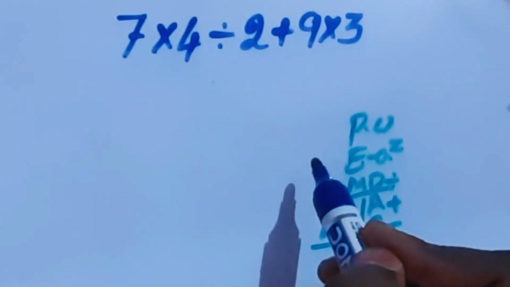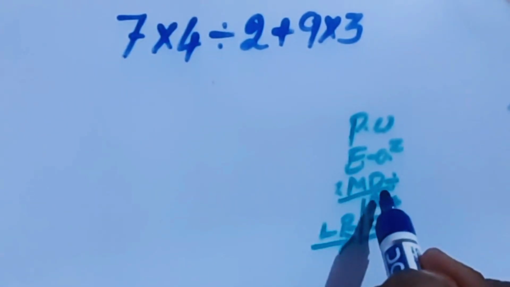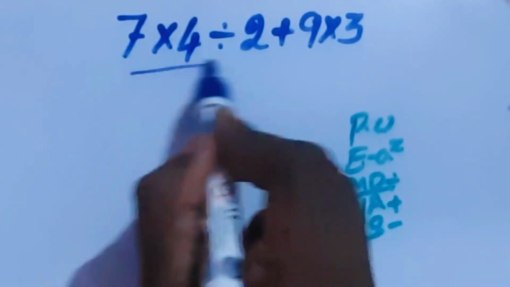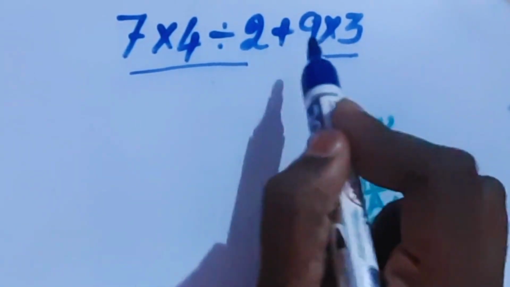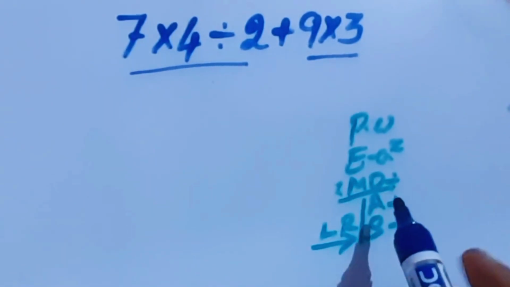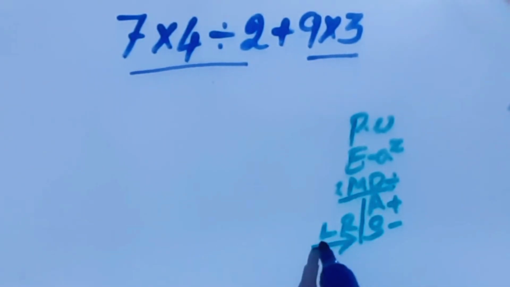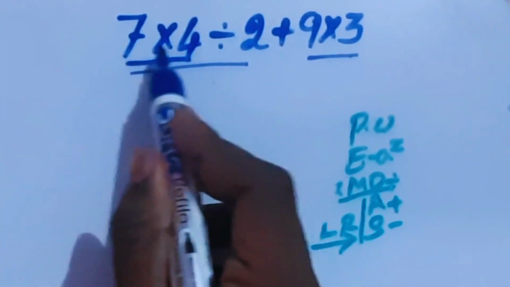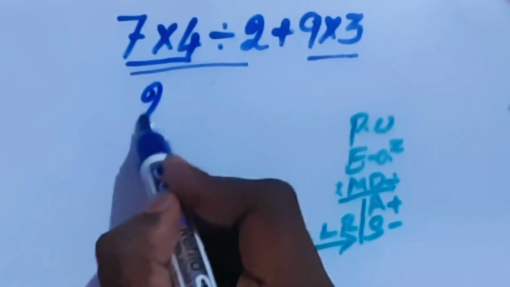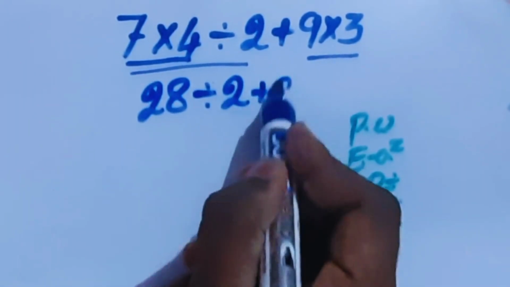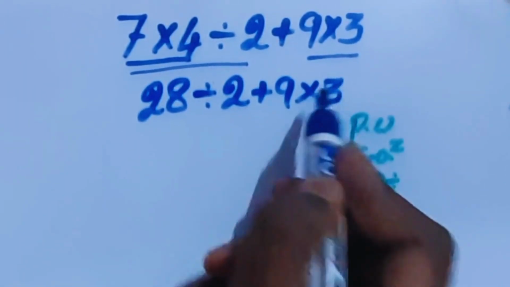Here, as per this order of operations PEMDAS, multiplication and division are higher priority than addition and subtraction. So we have to do this before this addition. Here multiplication and division are equal priority. For this we are going to follow another rule called left to right. Here left to right is this. So 7 times 4 is 28 divided by 2 plus 9 times 3.